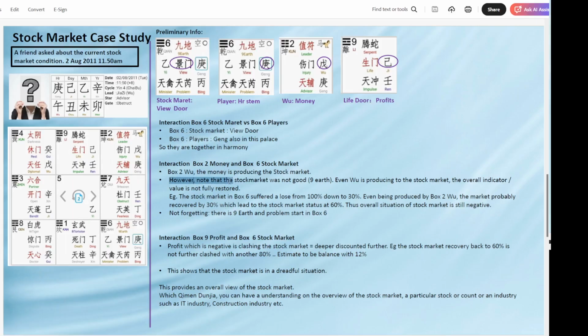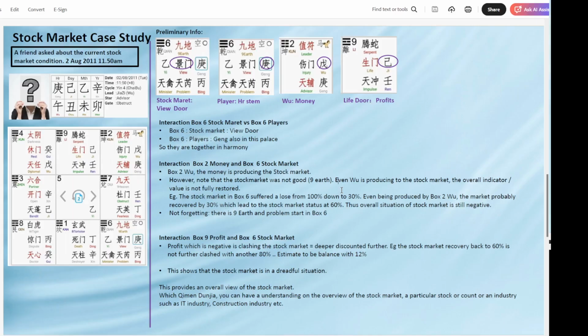But we know that the stock market is not good, right? We have nine Earth, which is already very low. Earth is low, stock market is low, and the players are low because they are also in the same box 6. So even though the Wu, the money, is producing to the stock market, it is still not enough. The overall value is not restored. It's not enough to restore.